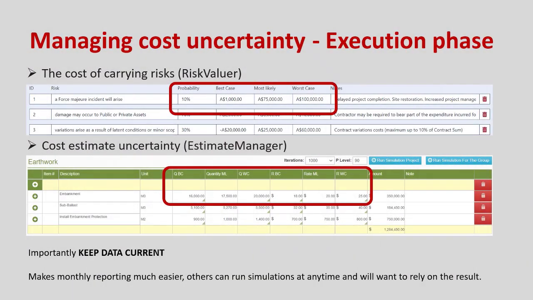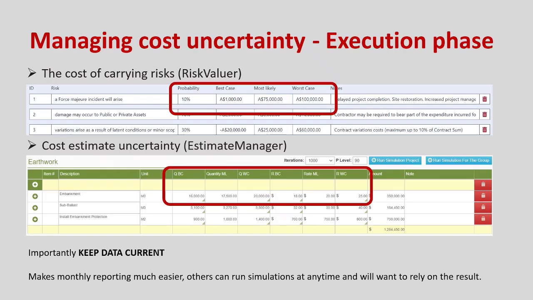The execution phase is no less important when it comes to governance. As a project moves into the execution phase, risks will either fall away or eventuate and become issues. Hence the risk probability moves respectively to 0 or 100%. With the latter, the actual cost incurred can be entered.